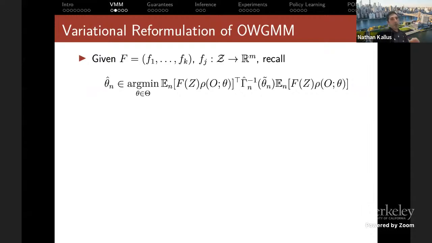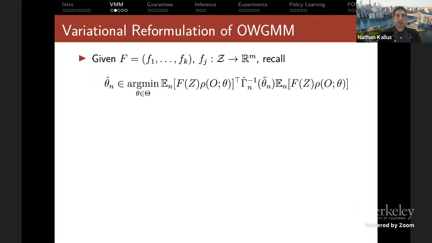So before going to the variational method of moments, let's go back and talk about optimally weighted GMM. What I'm going to try and do is start with optimally weighted GMM, and from there go to a minimax formulation of it, so that we can then generalize for rich function classes. We want to inherit this efficient optimal weighting that Hansen gave us.